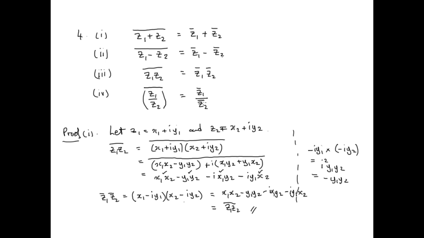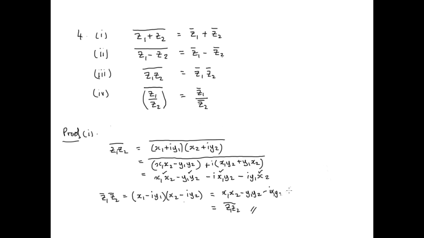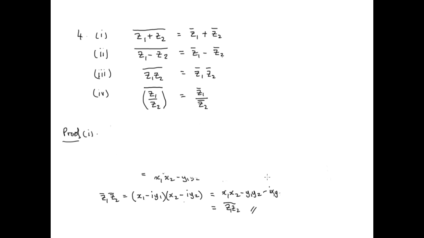Now, the way I'm going to tackle the last part of this proof is not to go into the very general case, but to just look at the reciprocal of z2 and see if we can prove the result for the reciprocal. So I'm looking at the conjugate of z1 divided by z2. I'm going to be looking at z1 times the reciprocal of z2.